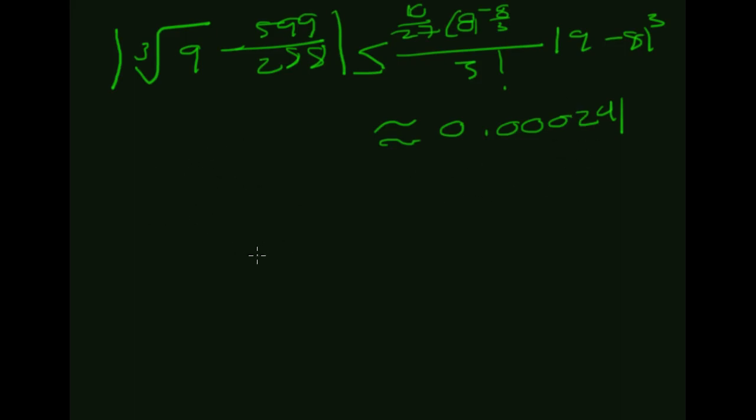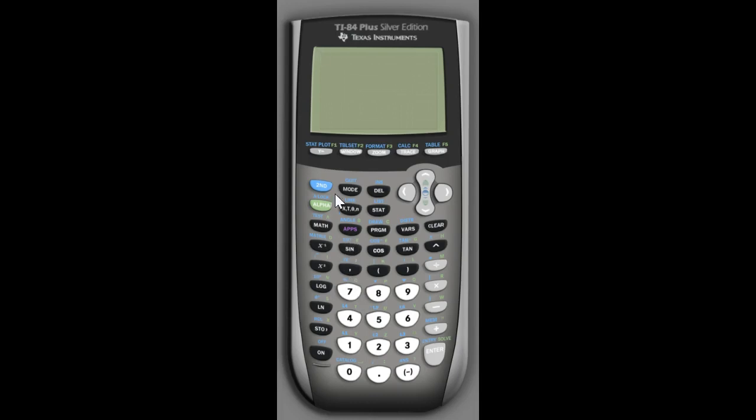So let's check and make sure that that's actually correct. I'm going to pull out my handy-dandy calculator here. Math, number 4 is the cube root of 9, and it tells me that that's around 2.08. Then I take this other number, 599 divided by 288, and that's 2.0798. So these look really, really close, but the argument is that these should be 3 decimal points close.